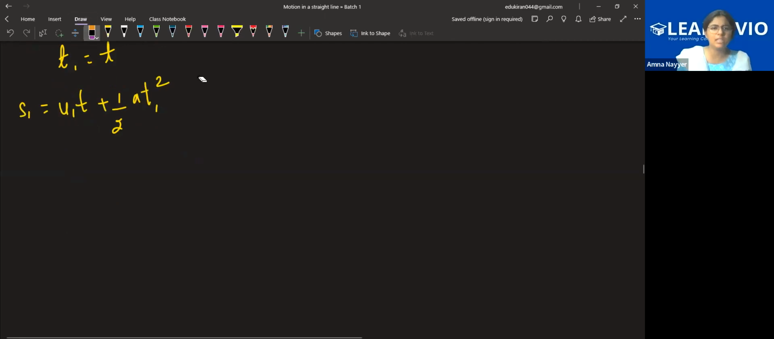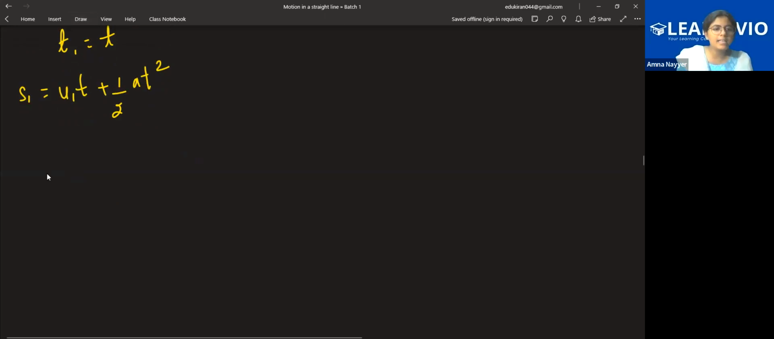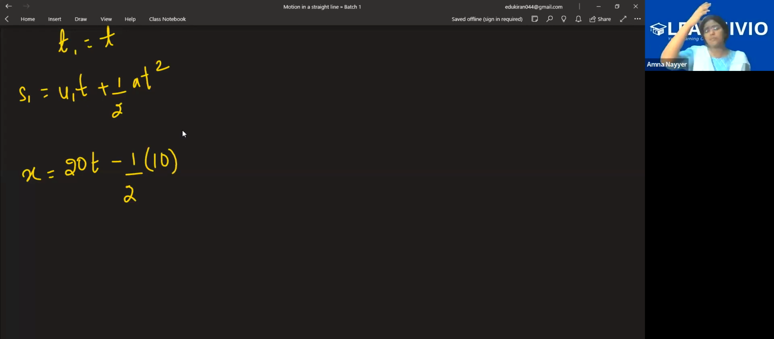Time is the same, so let's not take it as t1 or t2. Let's just take this as t only. So see, x would be equal to 20t minus half g t square. For the calculation purpose right now, I'm just taking g as 10. Otherwise, in the exams and proper answers, you have to take whatever is given into t square.